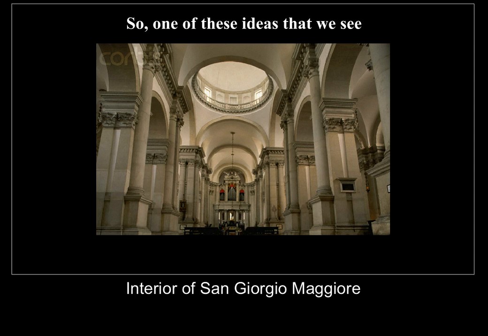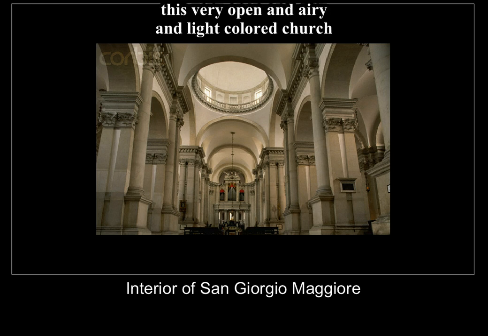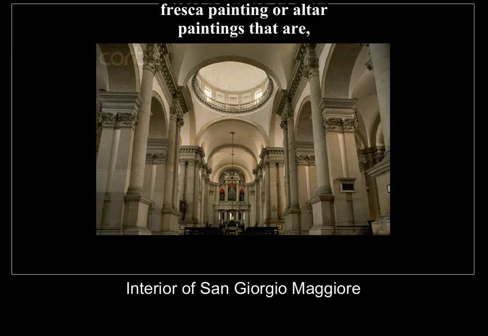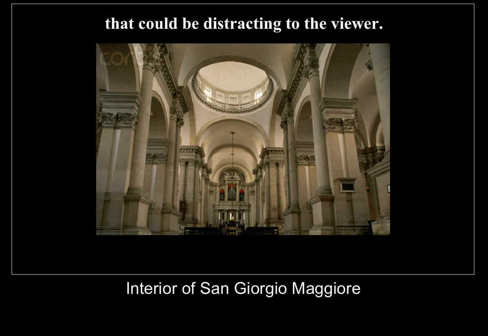So, one of these ideas that we see in the church here is that there are much fewer distractions for the worshiper inside of the church. Palladio has created this very open and airy and light colored church that has little decoration in terms of fresco painting or altar paintings that could be distracting to the viewer. However, this is primarily true of what you're seeing in the nave here.